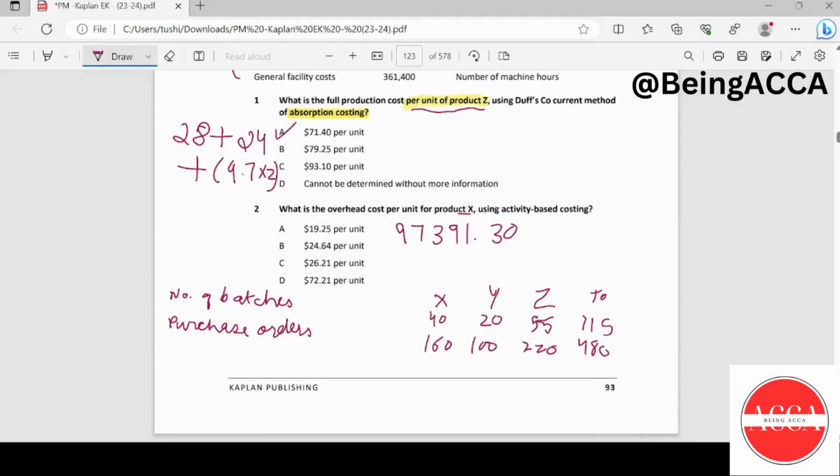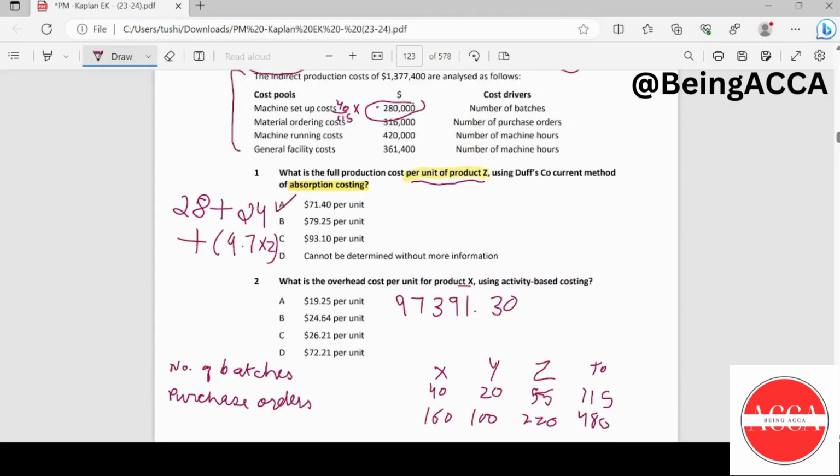Now we are going to allocate the cost that was spent on purchase orders. This is 316,000 and I'm going to take 160 and divide this by 480. So this is 316,000 multiplied by 160 divided by 480. So this gives me 105,333.33, right?